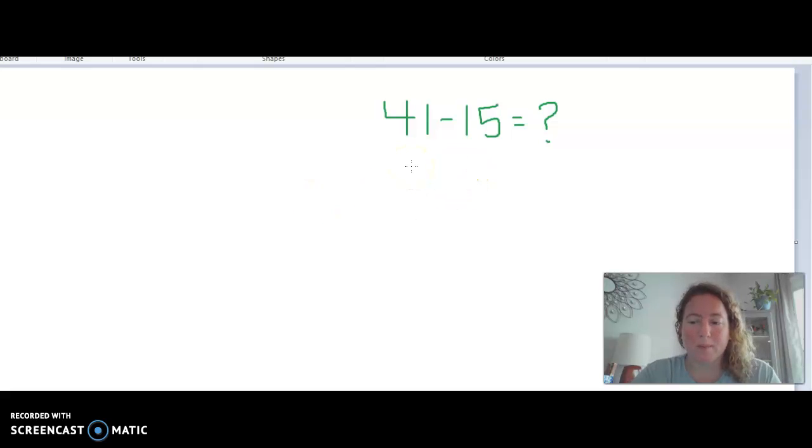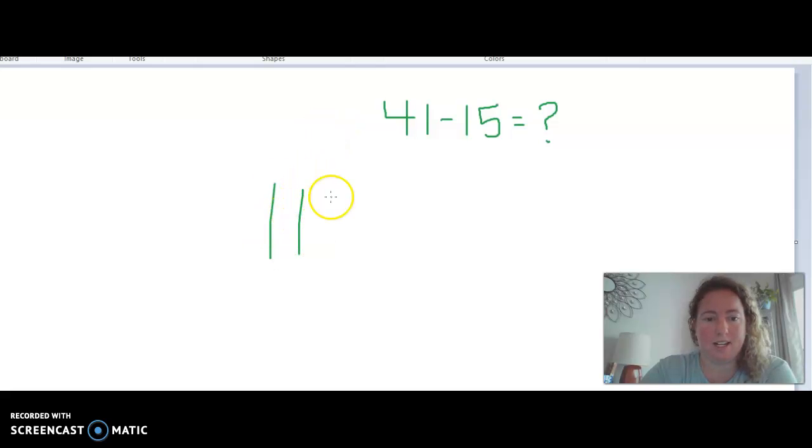Hey guys, we're going to go back to the strategy of using base 10 blocks. I have the equation 41 minus 15 equals what? So the first thing that I want to do is draw 41 using quick base 10: 10, 20, 30, 40, 41. Now I want to subtract 15 from this.